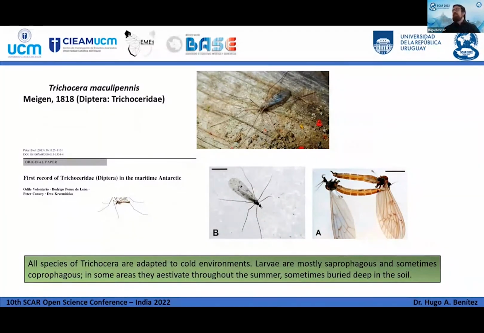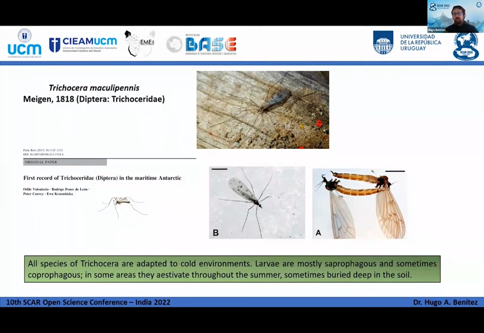The first sighting was by a researcher from a Chilean station, but that's 2007. The first officially published record was in 2013 by Odile Monteiro, Ponce Leon, Picombi, and also helped by Eva Kremiska, who was a Trichosera specialist.